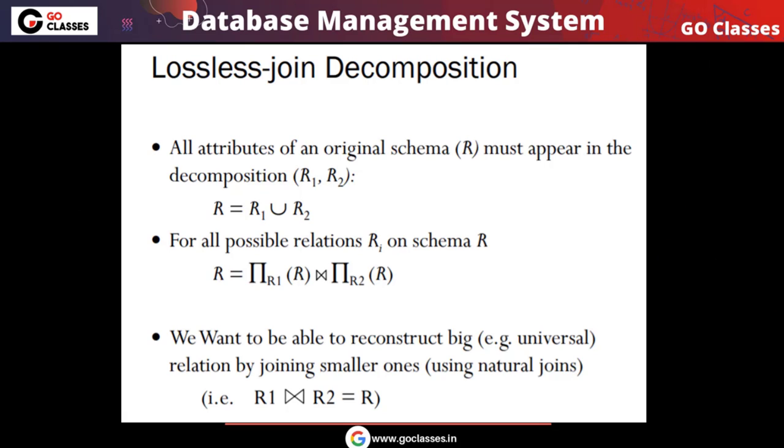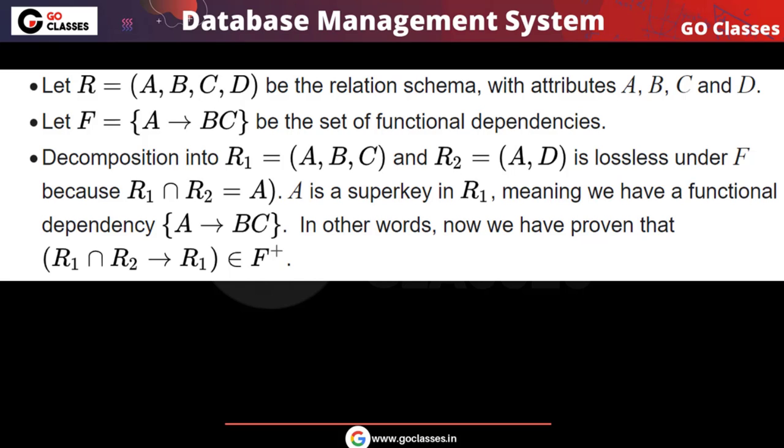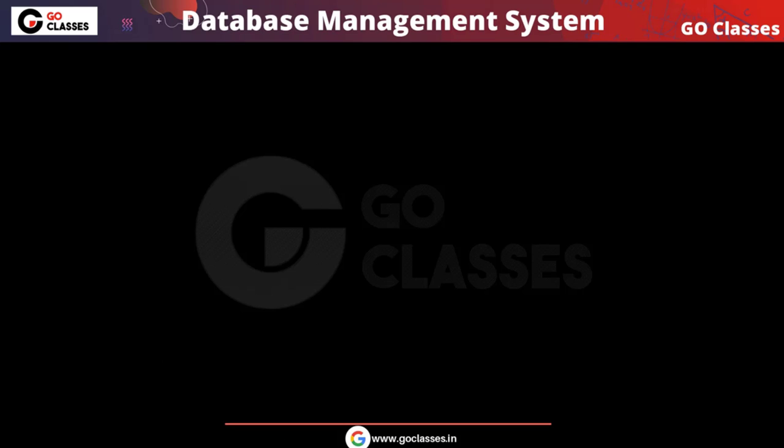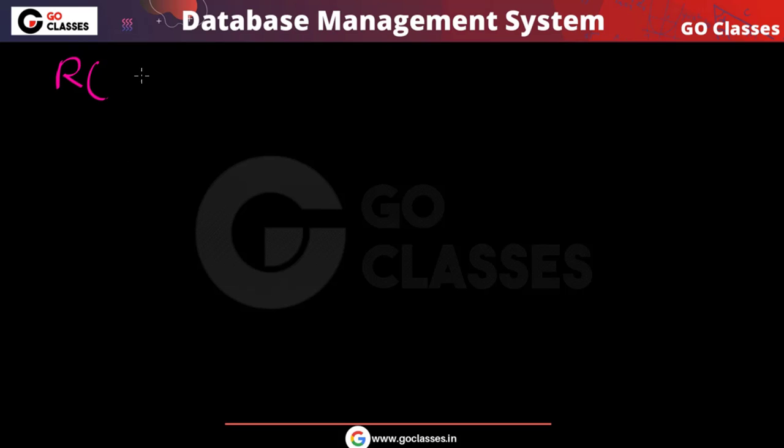Okay, so let's take just one more example. So this is the condition. Consider this example. In this example, you can notice the relation is R(A, B, C, D). So this is the relation, and the set of functional dependencies is given to you.